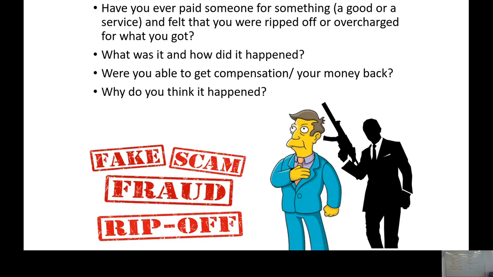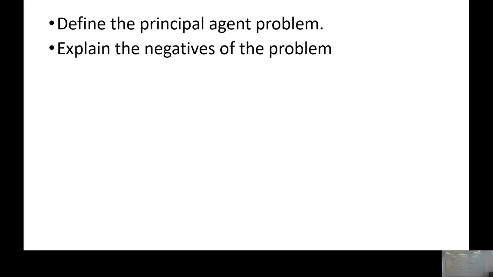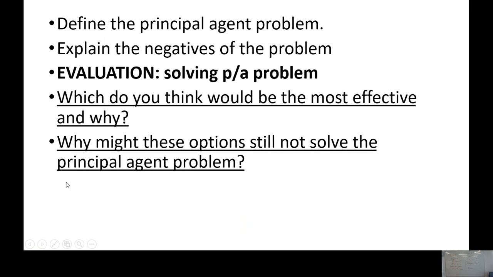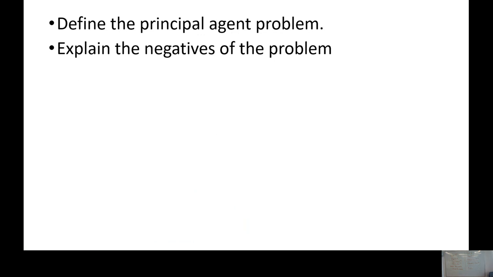What I'd like you to do now, I'm going to give you a little bit of time to read through that section on page 12. So what would you say, once you've read through it, is the definition for the principal agent problem? Think about the negatives of the problem. And when you look through the examples there, have a think about who the principal and who the agent is in each of those examples. So have a little read through, definition of the principal agent problem, explain the negatives of the problem, and then you've got two different examples. Who are the principal, who are the agent in those problems? I'll give you about 7 or 8 minutes for this, and then we'll go through some potential answers.